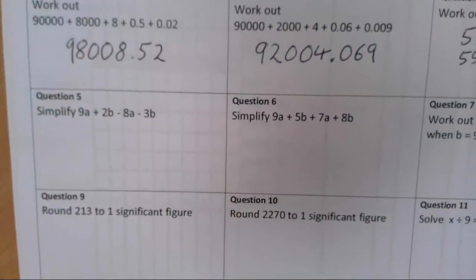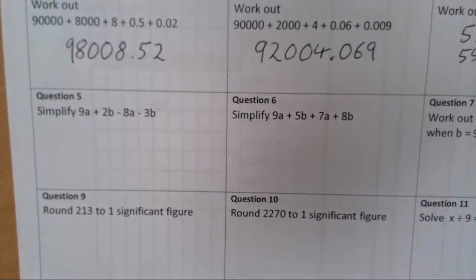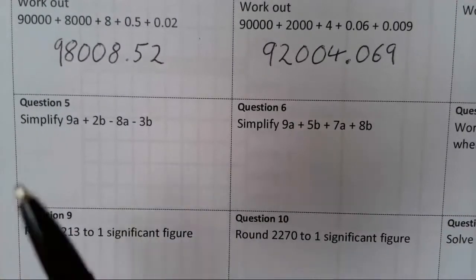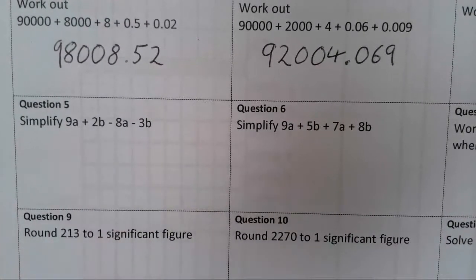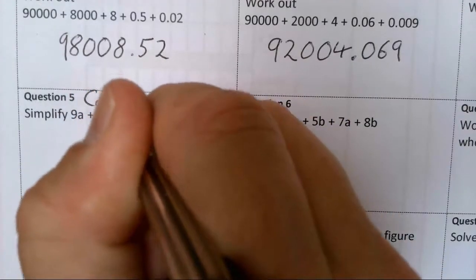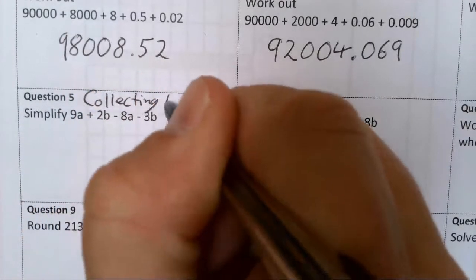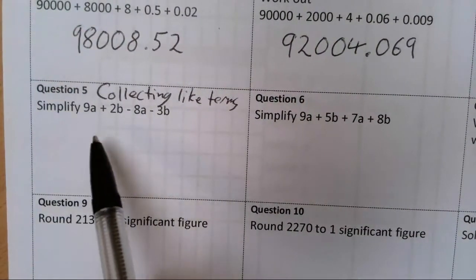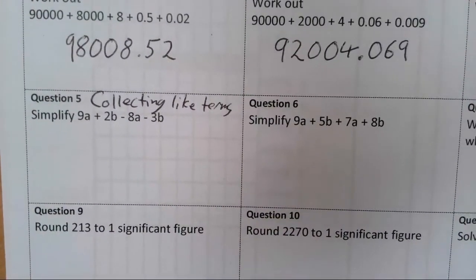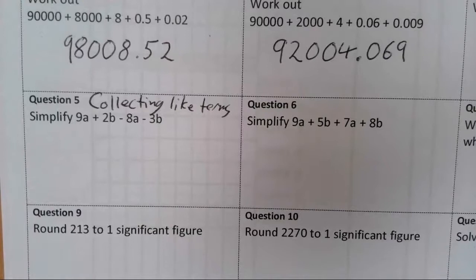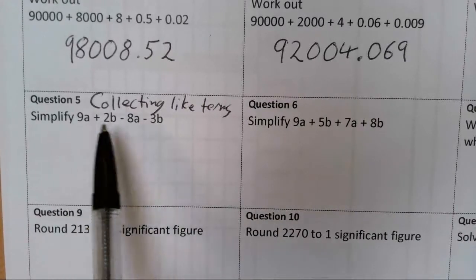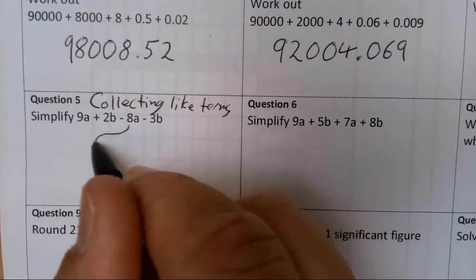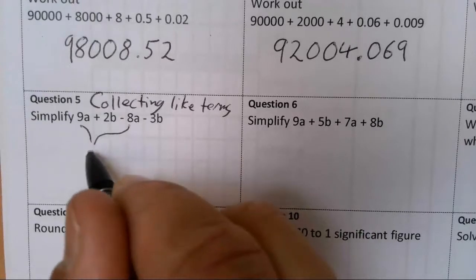Question 5. You guys probably haven't seen this at primary school, so it may be something completely new. But it's actually really straightforward. What this is called, if you want to look it up and work on it, is collecting like terms. What I mean by a like term is I've got A's here and I've got B's. I've not got any C's or X's or anything like that, but I'm going to collect the like terms of A. So I've got 9 A's, take away 8 A's, gives me 1 A.